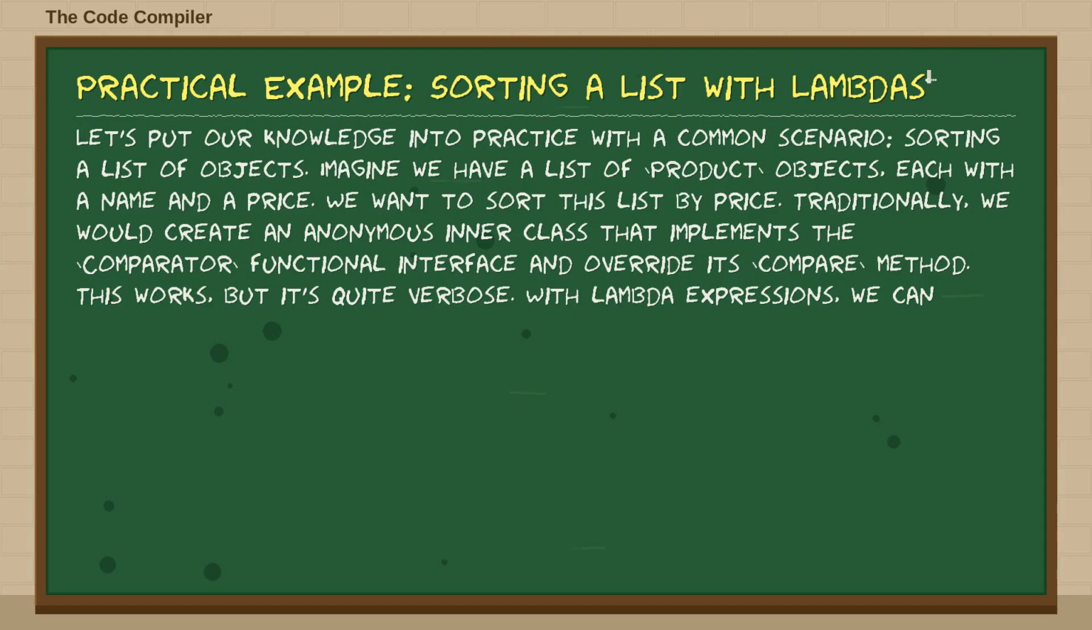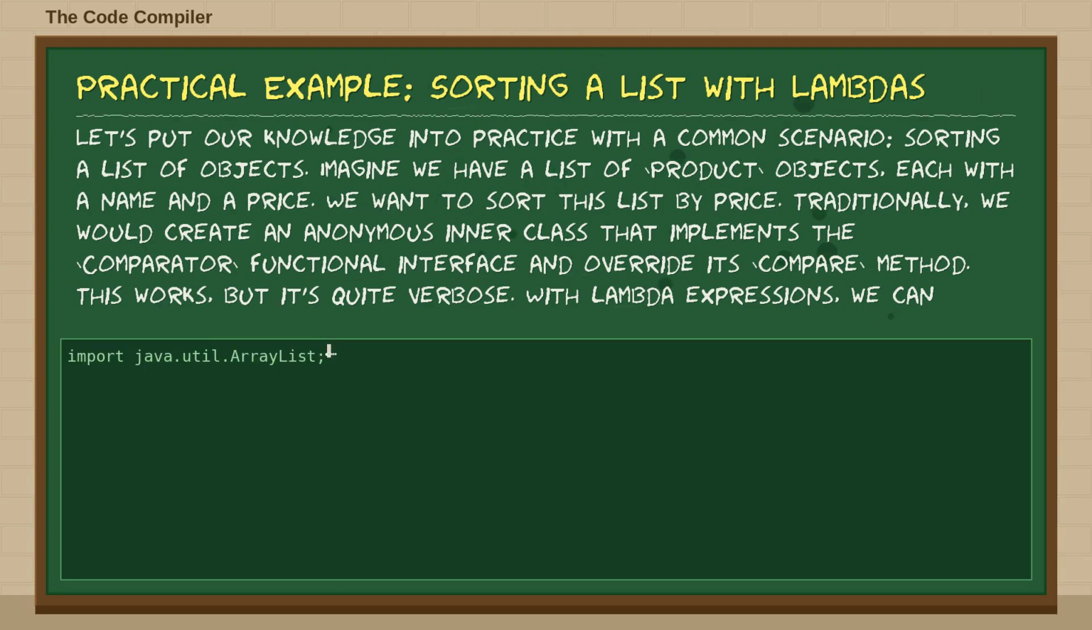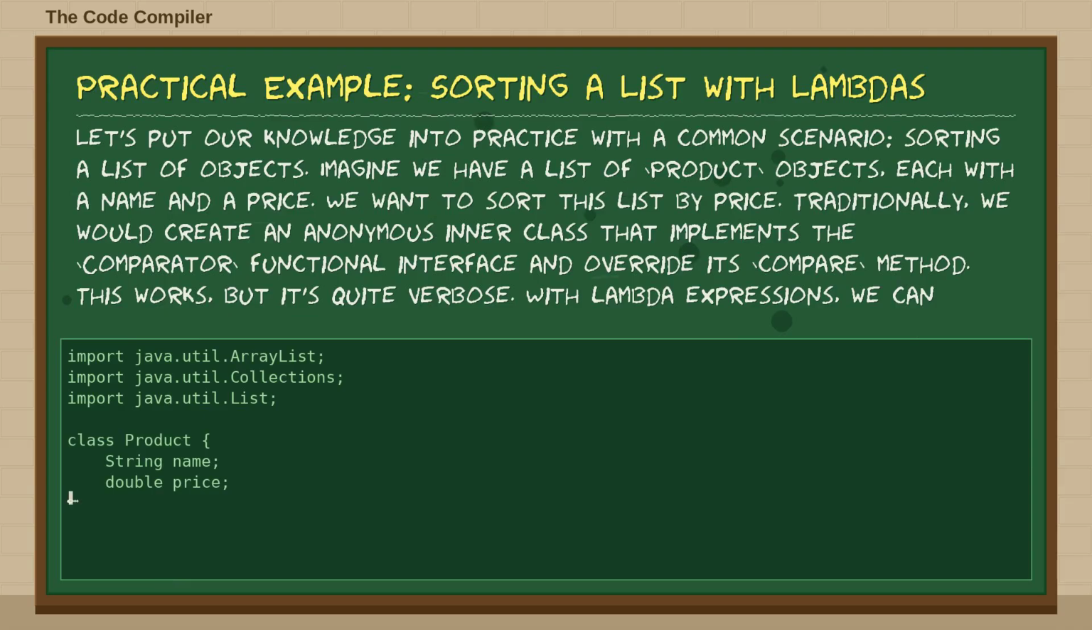With Lambda expressions, we can achieve the same result in a much more compact way. We simply pass a Lambda expression directly to the sort method, providing the logic for comparing two products. The Lambda takes two product objects as parameters and returns an integer indicating their relative order. Notice how clean and expressive the code becomes. This is where the power of Lambdas truly shines, making our code much easier to read and maintain.